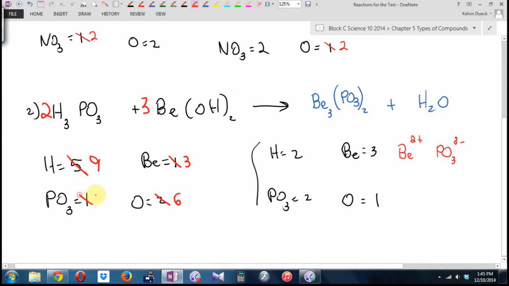Now that's going to give me 2 of those, but that's changed hydrogens total again. 2 times 3, Allison, I got 6 here, right? And I got 2 times 3, 6 here, so I got a total on the left of 12 hydrogens. Is that okay so far? Have I got my berylliums balanced? 3 and 3. Have I got my PO3s balanced? 2 and 2. What I'm going to move to next?